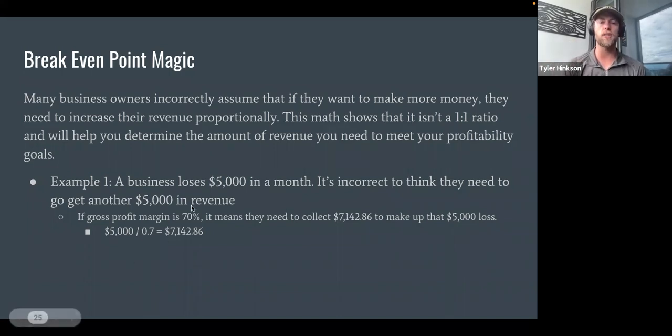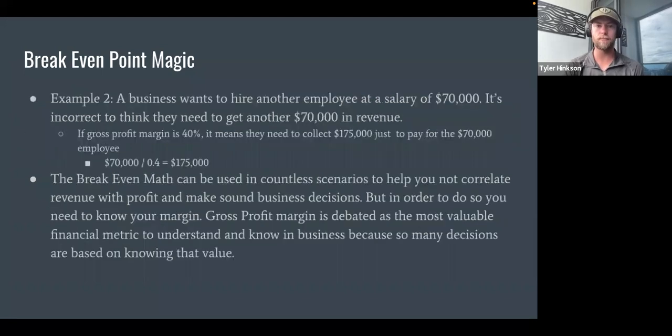So if the profit margin is 70%, let's do the math first. We're going to take $5,000. That's the loss, the money we need to recoup. We're going to divide that by the gross profit margin, which is 70%. And that gives us a value of $7,142.86. So we don't need to go get another $5,000 in revenue. We need to go get another $7,100 in revenue to make up that $5,000 loss.